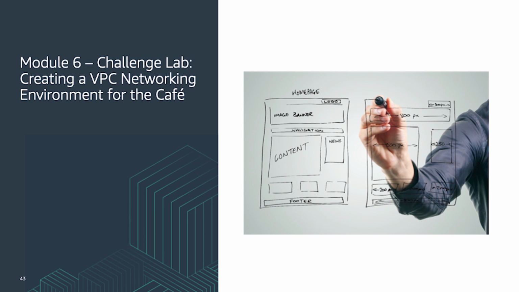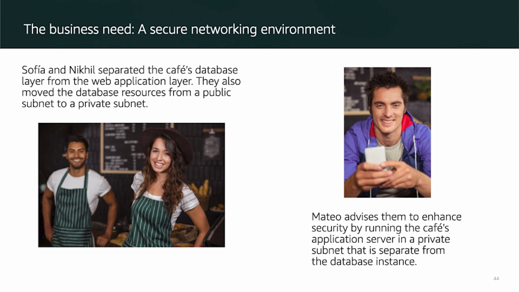Next, we will do the challenge lab, creating a VPC networking for the Café. Now, Sofía and Nikhil separated the Café's database layer from the web application layer. They also moved the database resources from a public subnet to a private subnet. So Mateo now advises them to enhance the security by running the Café's application server in a private subnet that is separate from the database instances.